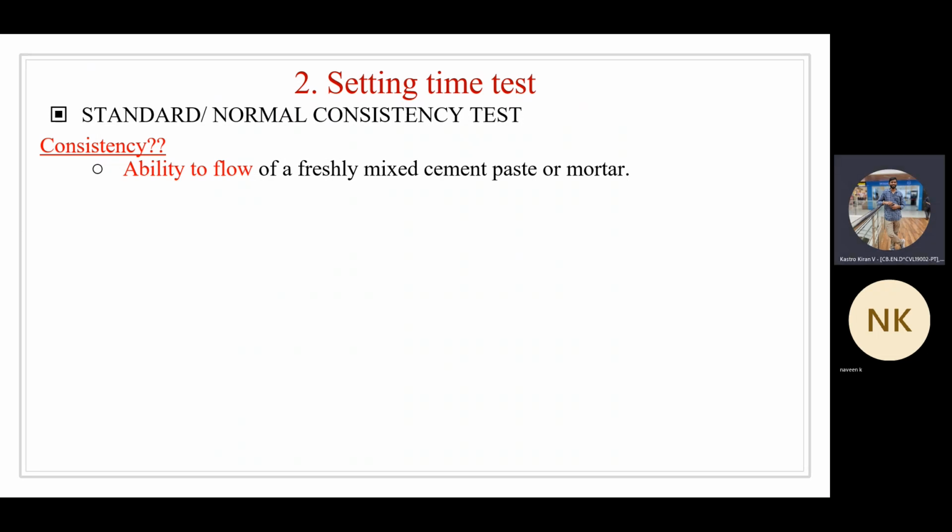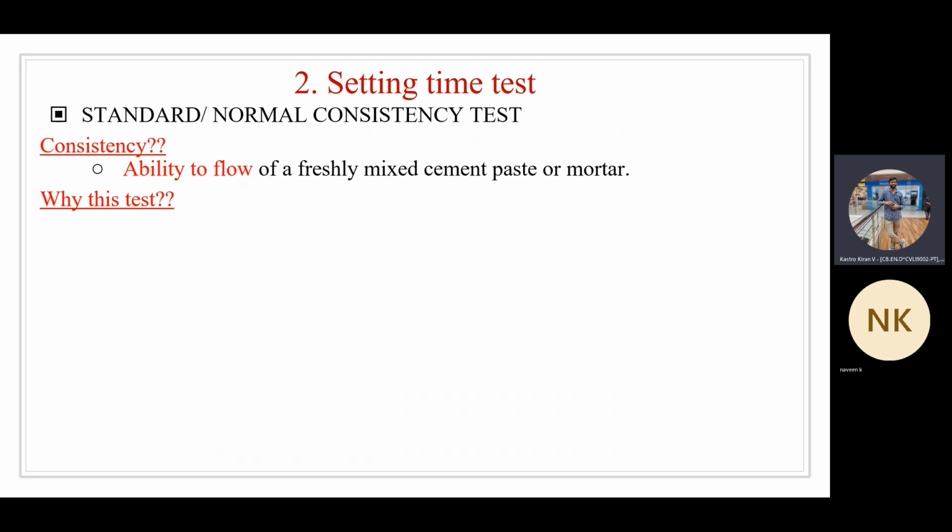That ability of the cement paste to flow is called consistency. So here you can use the cement paste or the mortar also. I told you the cement paste consists of just cement and water, and mortar consists of cement, fine aggregate, and water. That's the difference between cement paste and mortar, right?